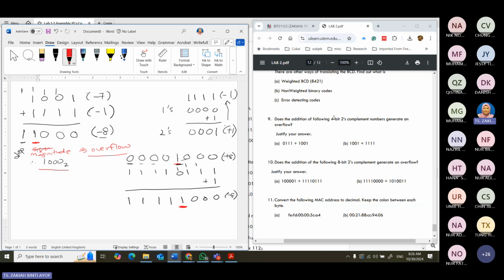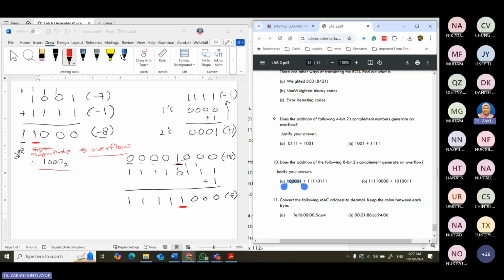You need to follow the size of the 2's complement number. It's also the same for question 10. Question 10, following 8 bits of 2's complement, you generate, does it generate an overflow? So you need to check, okay? When you do the 2's complement, you need to make sure the size of the bits must be the same.